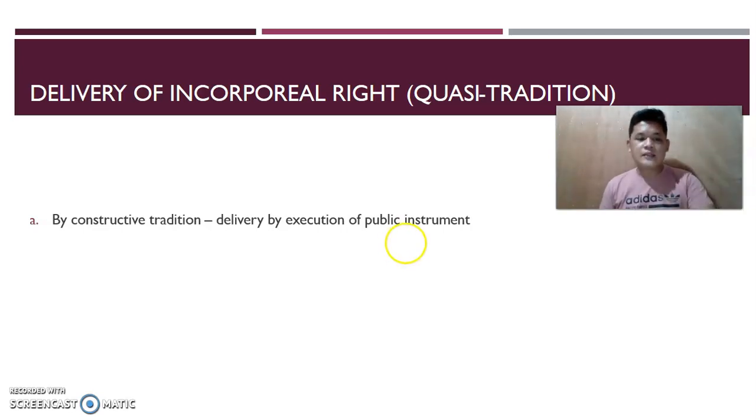So, dito class, let's say for example, nagbenta ka ng lupa. Ngayon, si seller nagbenta ng lupa, so dapat mag-execute siya ng public instrument. Ibig sabihin ng execution of public instrument, gumawa ka ng deed of sale, and then ibibigay mo yun kay buyer, including the certificate of title ng lupa. So, syempre, pagbigay mo ng titulo, that is constructive tradition yan. So, nag-execute ka ng public instrument and at the same time, dineliver mo yung title. So, that is delivery of incorporeal rights.